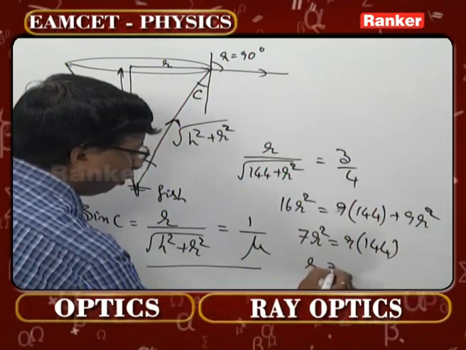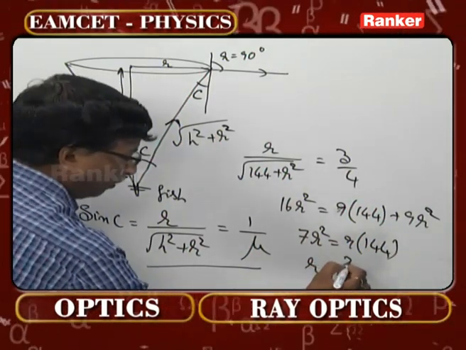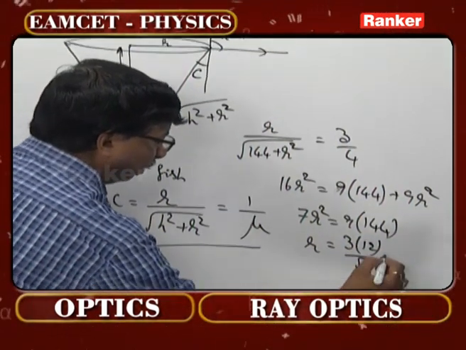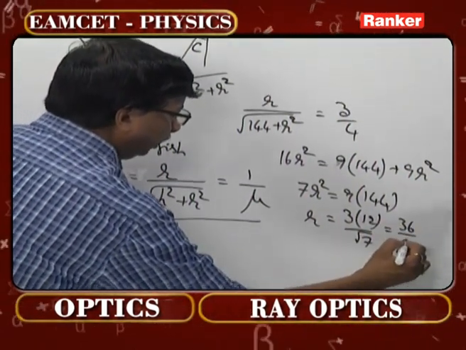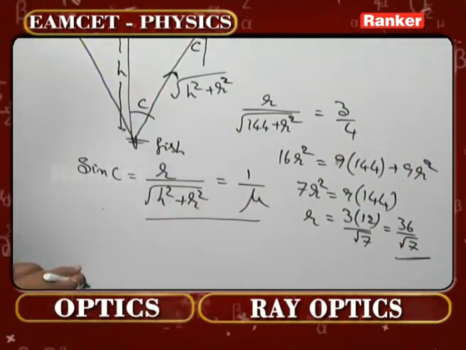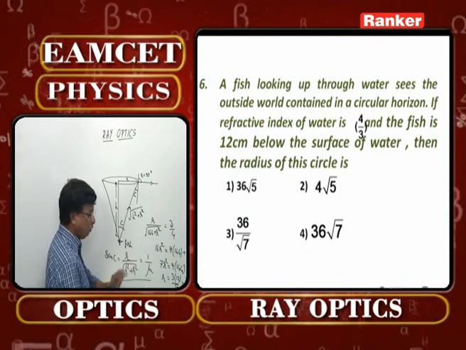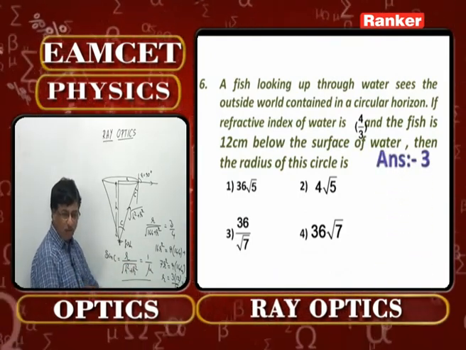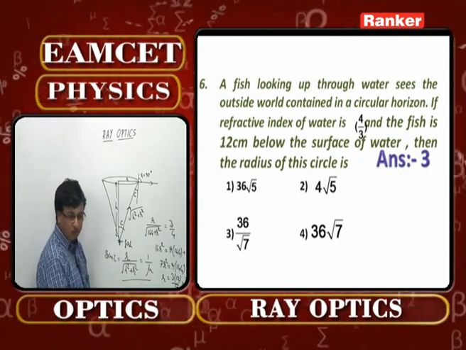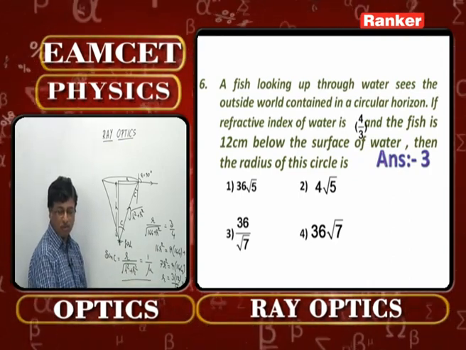What is r, the question? Root 9 is 3. Root 144 is 12. So r is 36 by root 7. Look at this particular option, search for this option there. 36 by root 7 is exactly the third option of this problem number 6. Therefore, the third option is going to be the correct option for this question number 6 please.